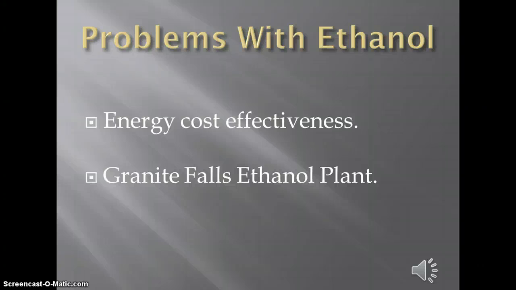In addition, every gallon of ethanol takes 4 gallons of water to produce. The Granite Falls ethanol plant in Minnesota needs almost 400 gallons of water per minute. That comes out to 160 million gallons of water annually.